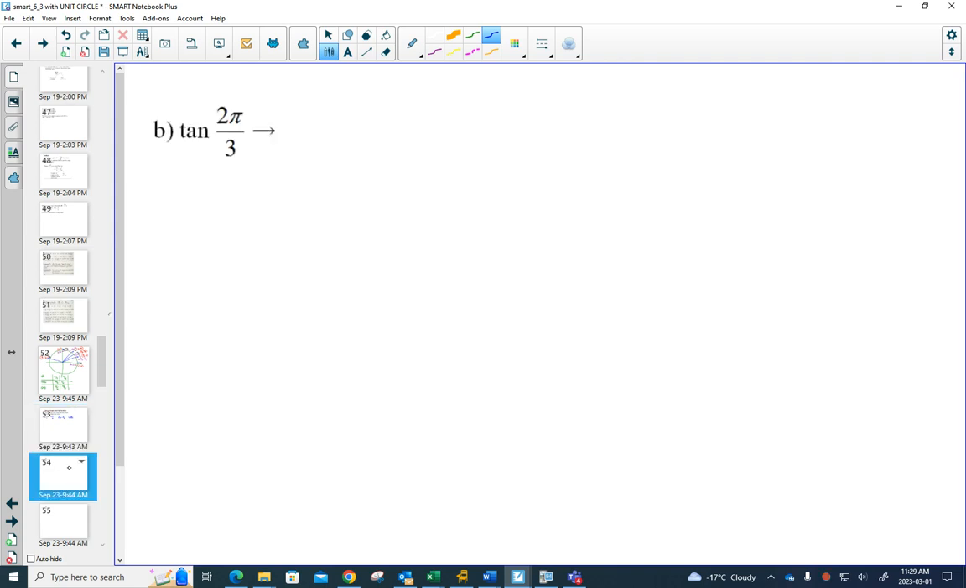So tan of 2 pi over 3, you would think my reference angle in my pi over 3 family is in quadrant 2. So tan in quadrant 2 is negative, and your pi over 3 family for tan is root 3. So for this next one, see if you can figure out the reference angle and what quadrant it's in, and then use that to figure out the value.